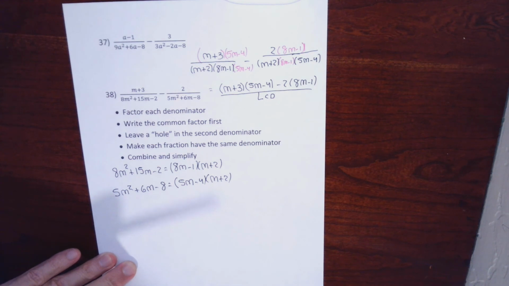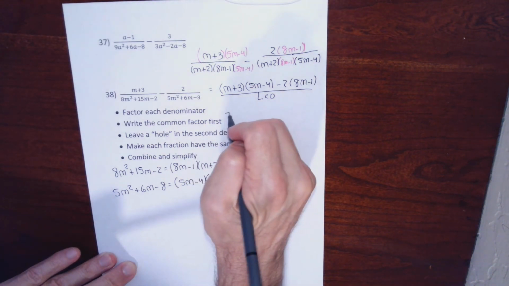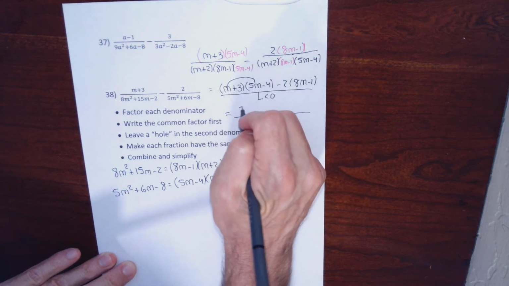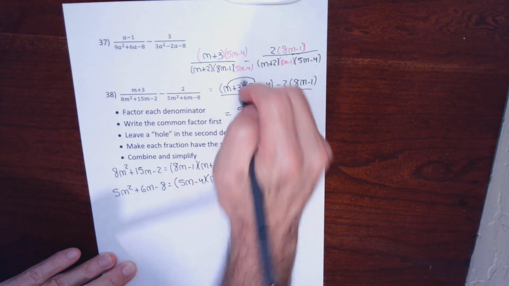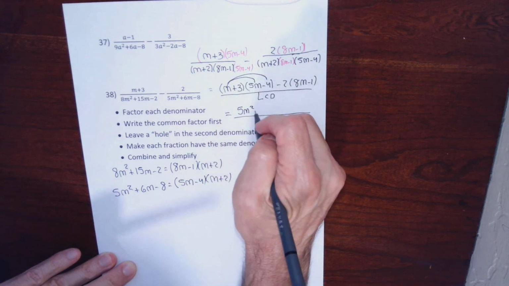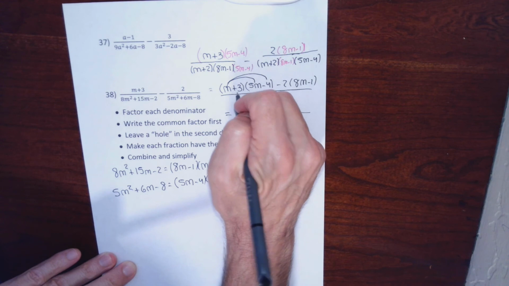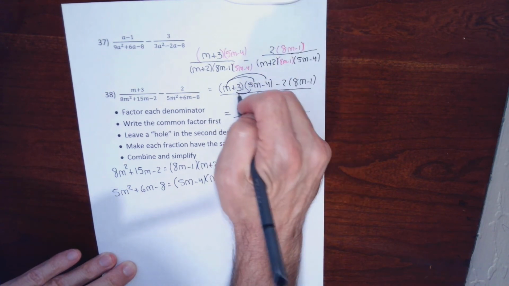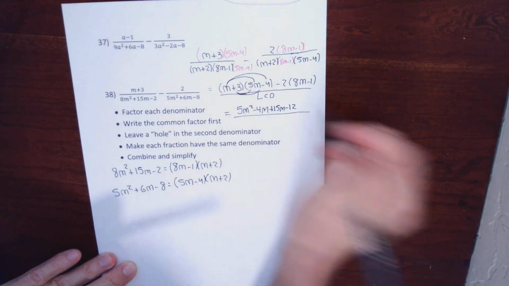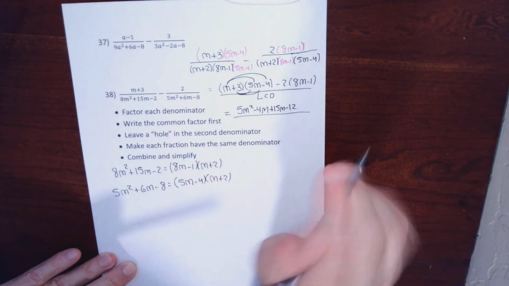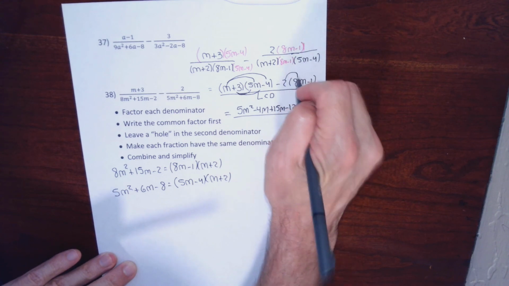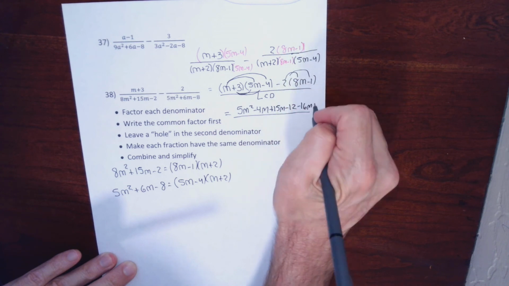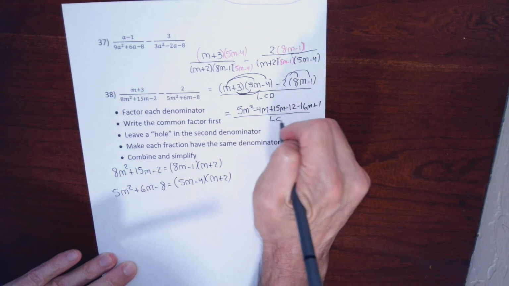Now I'm going to simplify my numerators. The first bit of simplifying is going to be a foiling. I'm going to do m times 5m and get 5m squared, m times minus 4 and get minus 4m, 3 times 5m and get plus 15m, 3 times minus 4 and get minus 12. Done with the foiling part of the numerator. Now the distributing part. Minus 2 times 8m is minus 16m. Minus 2 times minus 1 is plus 1. Still going to write over LCD.